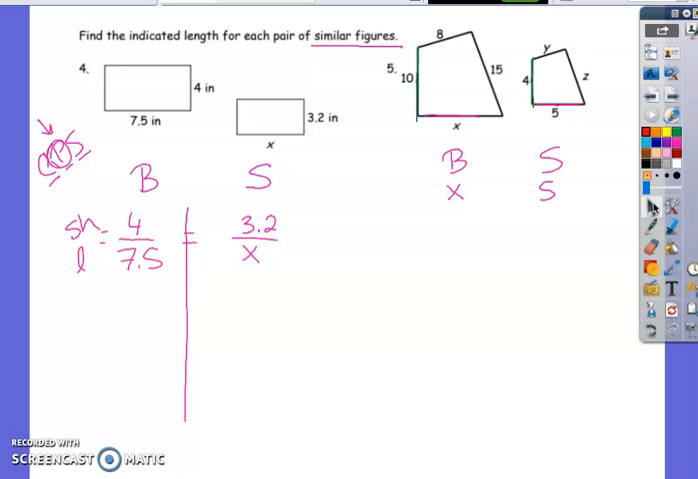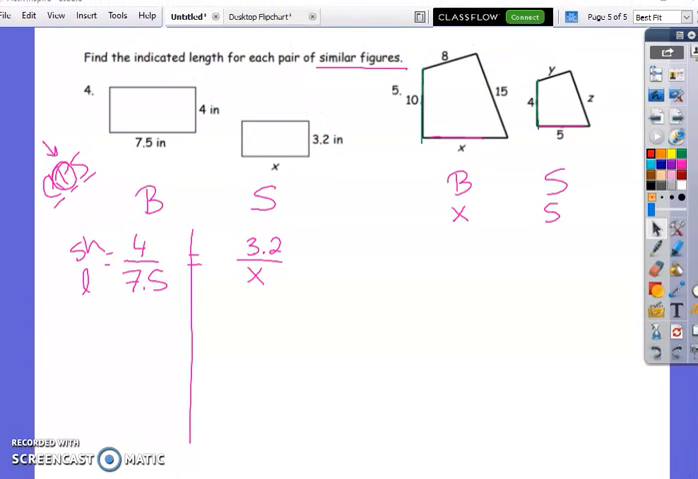Sorry about that. 10 matches with 4, okay? And you're going to cross multiply this. If you do this correct, it will give you 1 decimal answer. Guys, this is so important that you know how to do this, including if the figures are rotated. You still have to match up longest side with longest side.